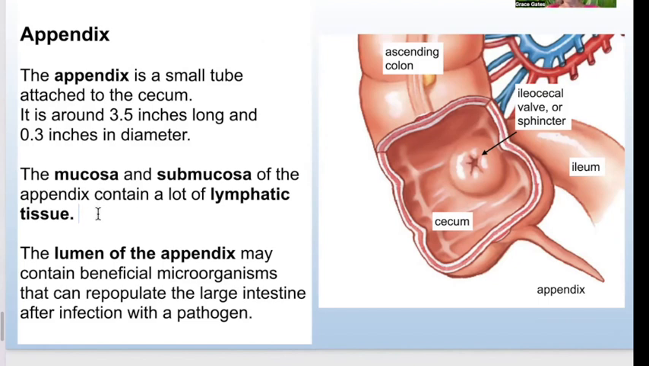The lumen of the appendix may contain beneficial organisms that can repopulate the large intestine after infection with a pathogen, which might have, as part of the infection, damaged or killed off the population of beneficial microorganisms.